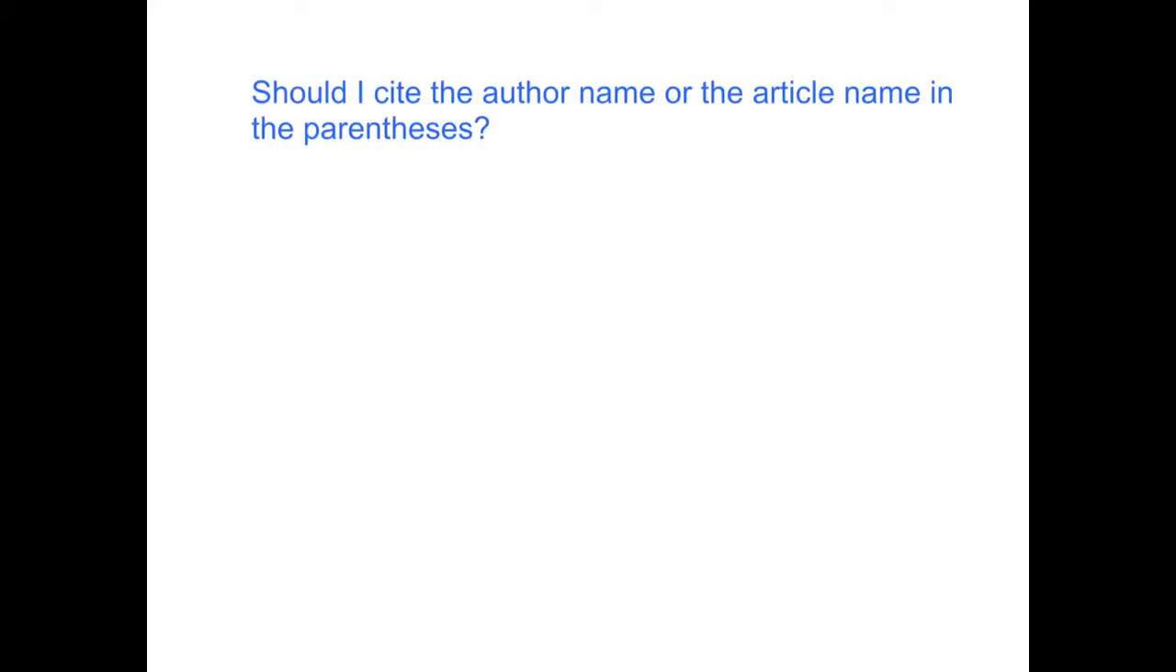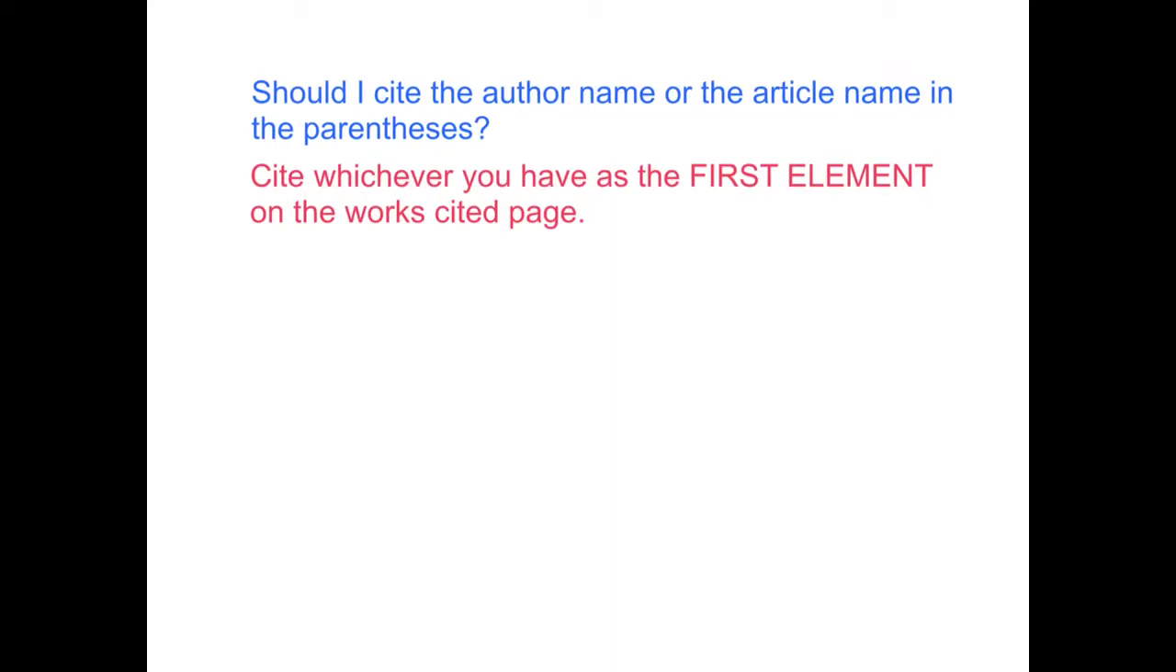I can hear somebody asking, well, do I cite the author name or the article name in the parentheses in my paper? You cite whichever one you have as the first element on your Works Cited page. So if it's a signed article, an article with an author, then it's the author's name that you give, the author's last name. If it's an unsigned article and your first element is the title of the article, then that's what you give, the title.